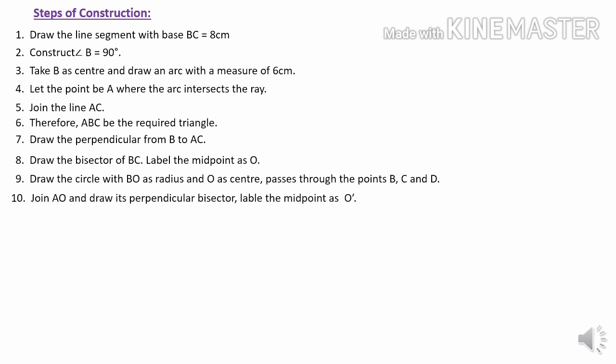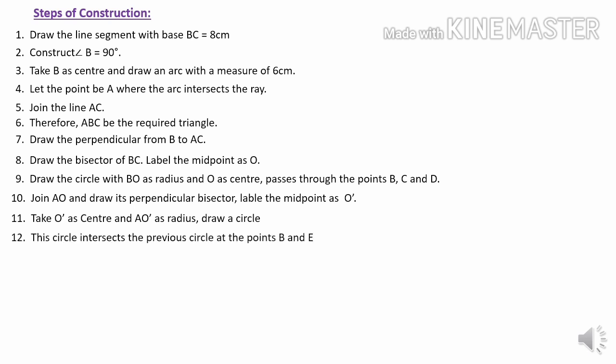Join AO and draw its perpendicular bisector. Label the midpoint as O dash. Take O dash as center and AO dash as radius. Draw a circle. This circle intersects the previous circle at the points B and E. Join points A and E. Therefore, AB and AE are the required tangents.